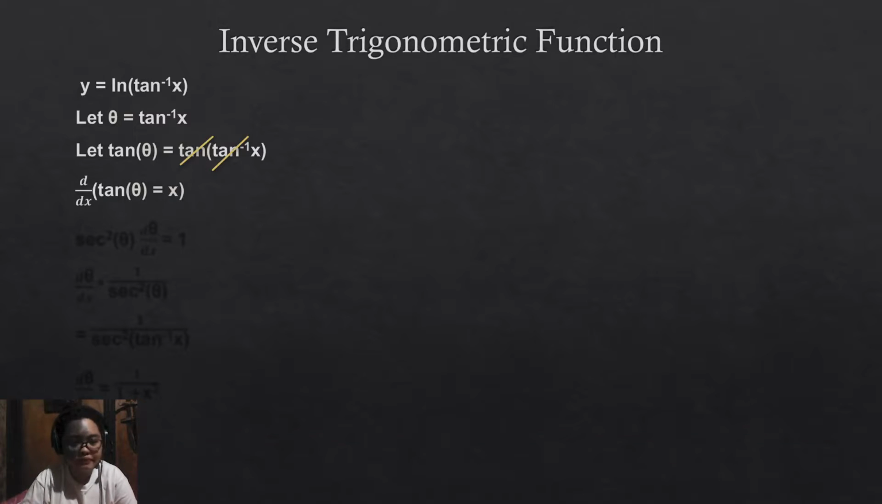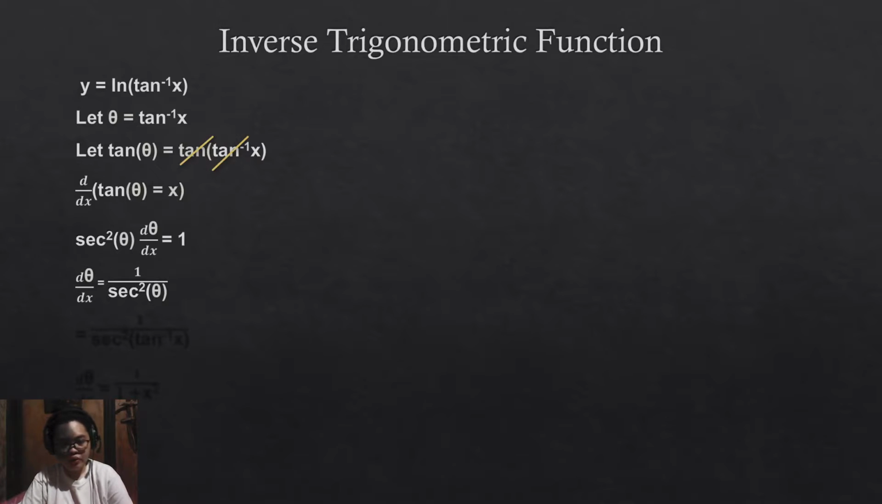So we'll arrange it a bit. We have tan theta equals x. Theta is a function of x, so we'll use the chain rule. The derivative of tan theta is sec squared theta times d theta over dx, equals 1, because the derivative of x is 1. We'll arrange it a bit again. So we have d theta over dx equals 1 over sec squared theta.